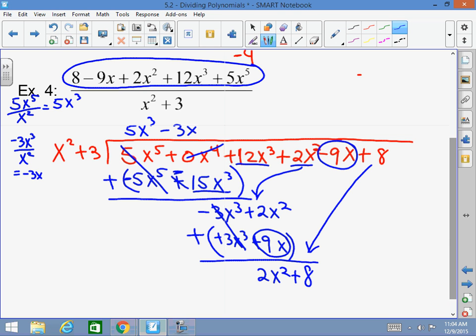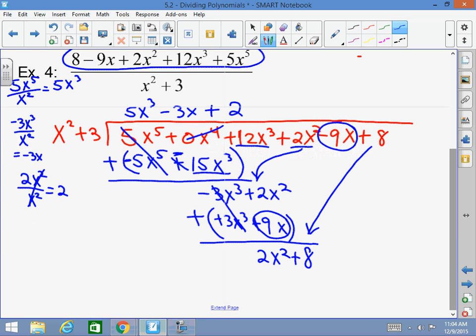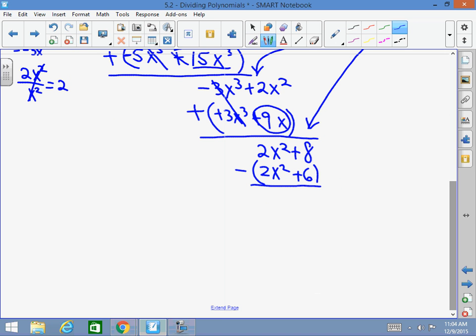How many times does x squared go into 2x squared? No, it doesn't go in one time. We're not guessing: 2x squared divided by x squared equals 2. So it goes in twice. So 2 times x squared, subtract the product. That's 2x squared. 2 times 3 is 6. Distribute the negative.